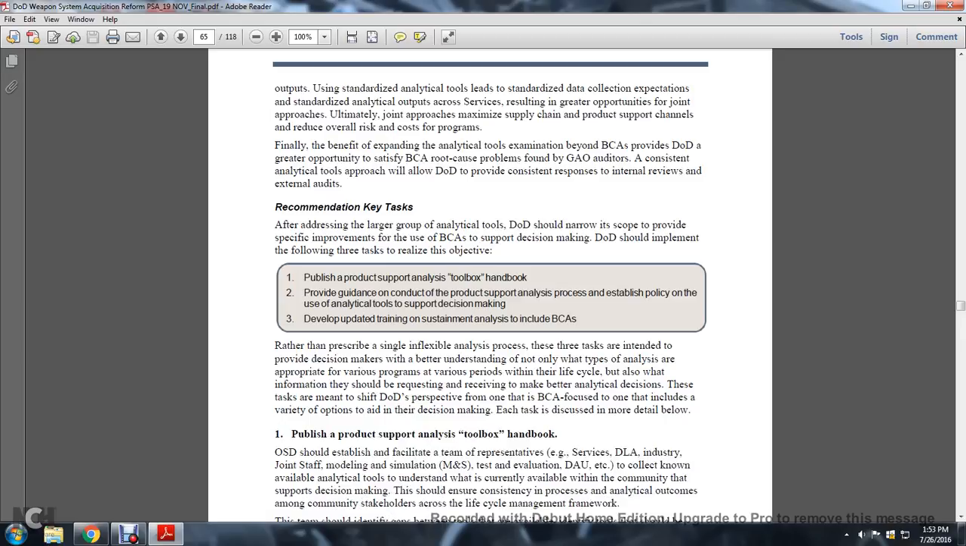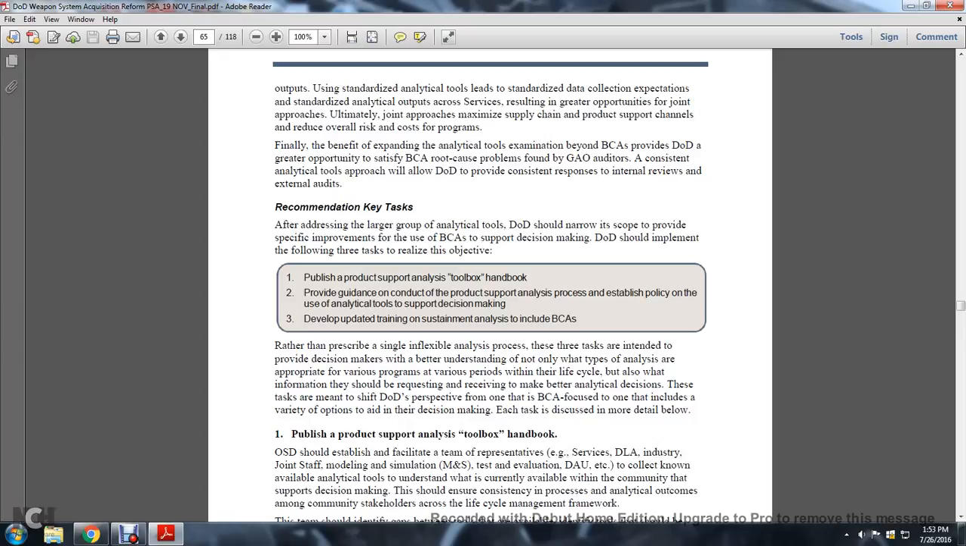Recommendation key task: after addressing the larger group of analytical tools, the Department of Defense should narrow the scope, providing specific improvements for the use of the BCA and to support decision making. The Department of Defense should implement the following three tasks to realize the objective: publish a product support analysis toolbox handbook, provide guidance on the conduct of the product support analysis process, and establish policy for using analytical tools to support decision making.